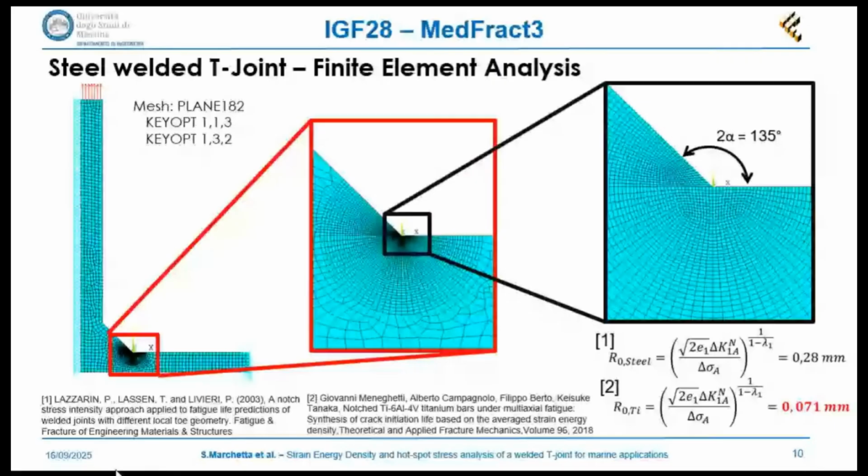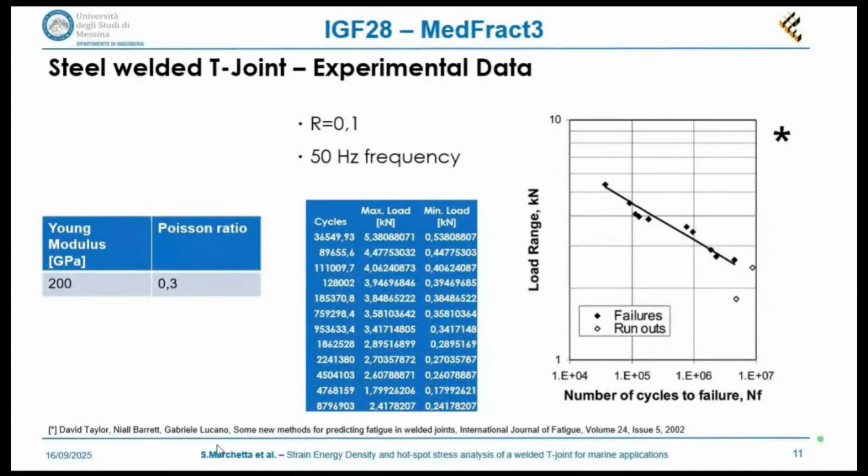Moving on to the steel joint, these are the data from Professor Taylor. The load was applied with a load ratio of 0.1. Okay, so this is a comparison between the hotspot stress values and the experimental ones. Also, as we can see, the hotspot stress follows really well the trend set by the experimental one.